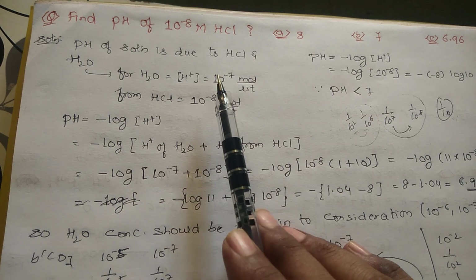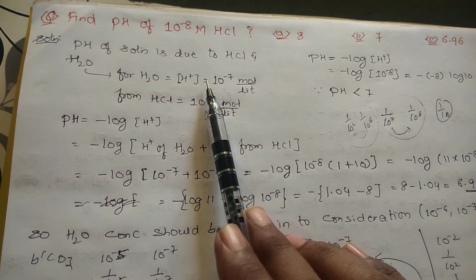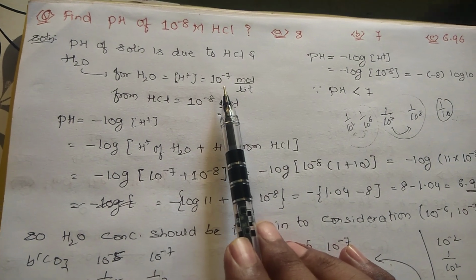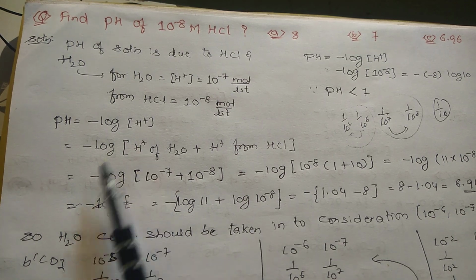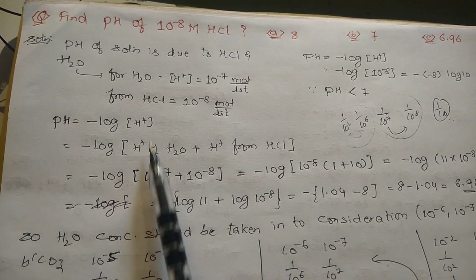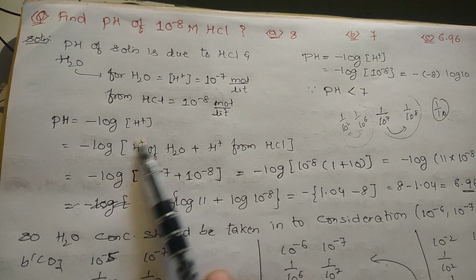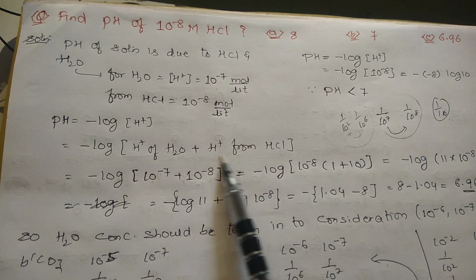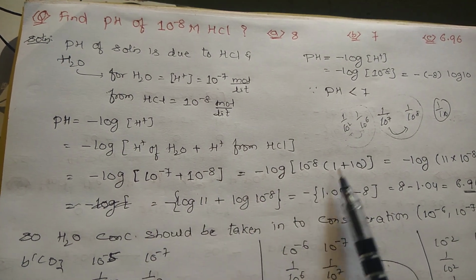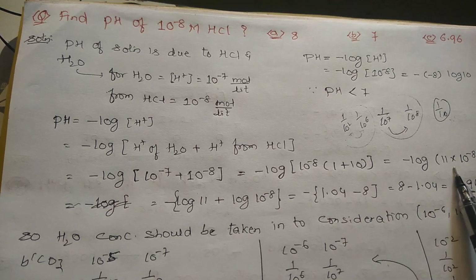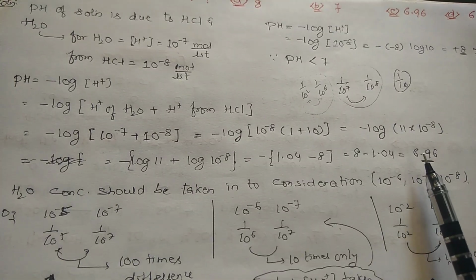So you are getting H plus concentration from water and H plus concentration from HCl. H plus concentration from water is always 10 power minus 7. So pH is negative log of H plus concentration, negative log of H plus from water plus H plus from HCl. H plus from water is 10 power minus 7, H plus from HCl is 10 power minus 8. Minus log. If you take 10 power minus 8 common, you will be getting 1 plus 10, so it is 11 into 10 power minus 8, minus log of 11 into 10 power minus 8.